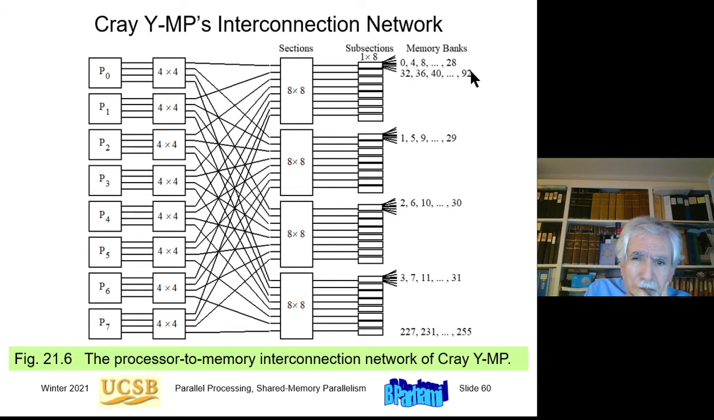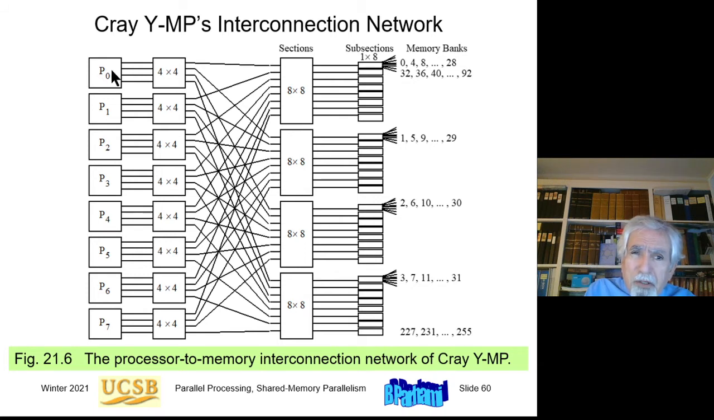to 256 memory banks, numbered from 0 to 255. The reason we have so many memory banks is that we want to be able to do concurrent access as much as possible. Okay.